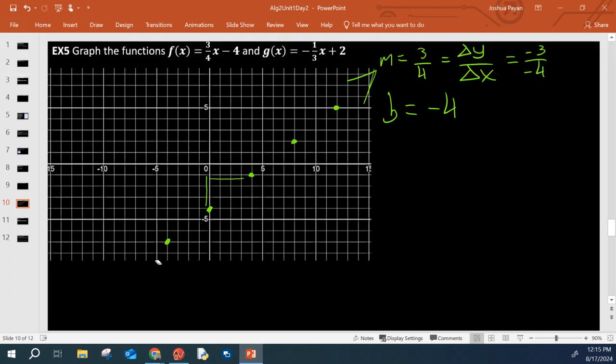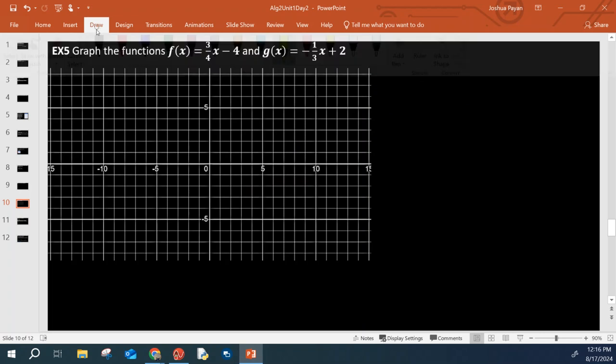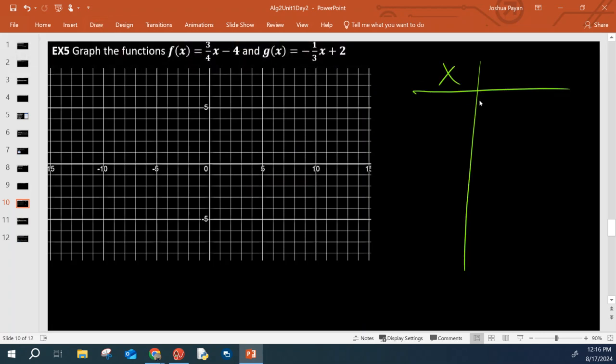Another way to do it would be to do this basically by just calculating and plotting points using what's called a T-chart or an input-output table, where x is your input, f of x is your output, right? So when x is, let's say, I don't know, 0, right? And I'm going to use multiples of 4 just because this slope has a denominator of 4. So when x is 0, y is negative 4. So I can go ahead and plot that. And you see that we had already come to that conclusion using the method that we used a second ago.